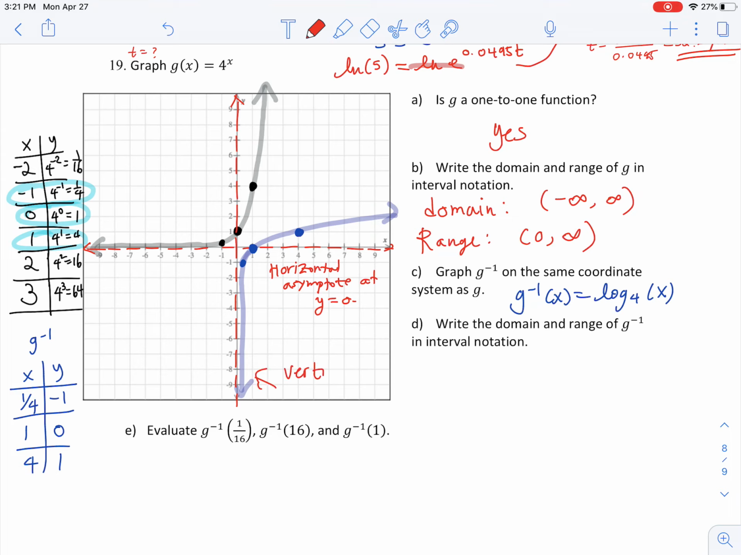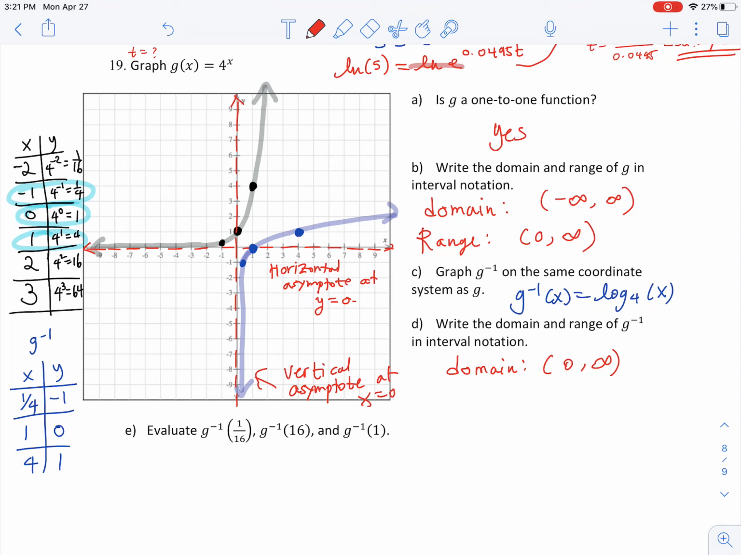vertical asymptote of x equals 0. So this graph has a vertical asymptote at x equals 0, and this is for the G inverse of x, okay? Write the domain and range of G inverse of x in interval notation. Domain is going to be from negative infinity. Oh, no, I'm sorry. Domain is going to be the range of the exponential function.